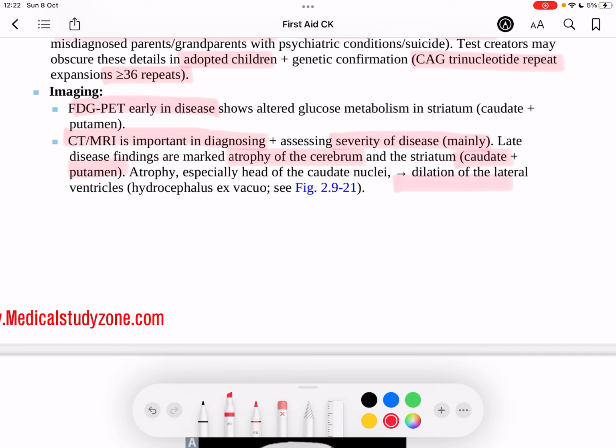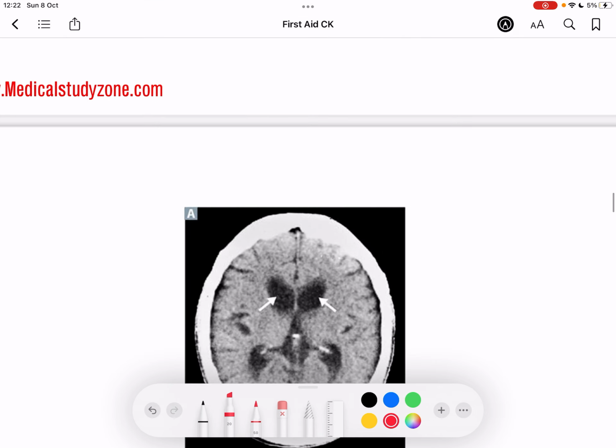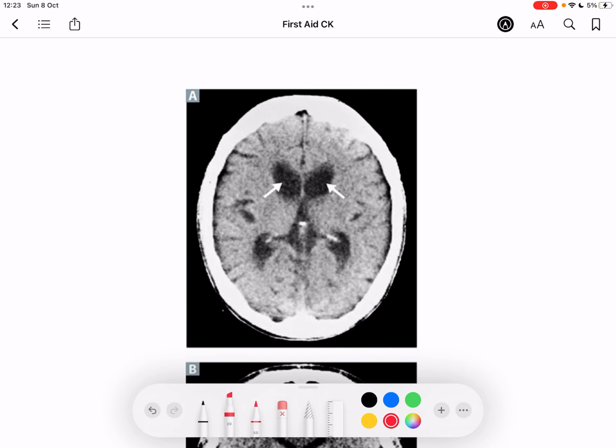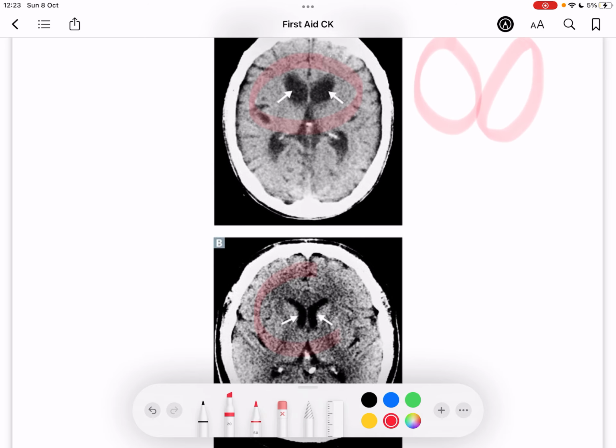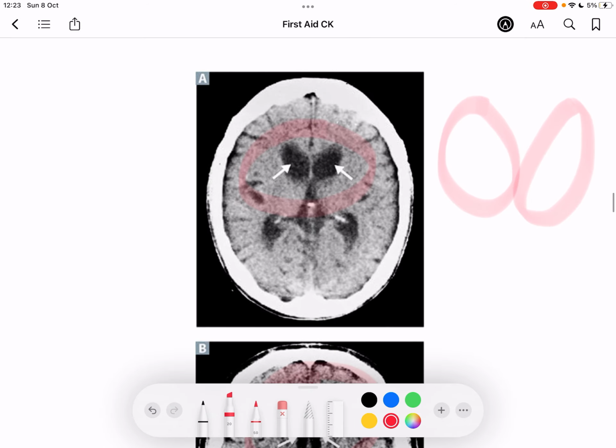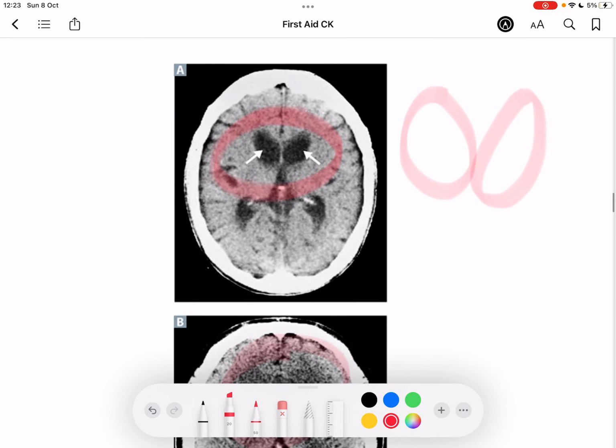And we can also get dilation of the lateral ventricles, which is linked to that caudate nuclei atrophy, and that causes the very characteristic hydrocephalus ex vacuo. So hydrocephalus ex vacuo is not really a type of hydrocephalus at all. All it is when we have a widening of the lateral ventricles due to atrophy of parts of the brain, such as the caudate, it makes the ventricles look really widened, okay? Just underneath it, you can see a normal lateral ventricle. So these are really, really widened, okay? So this looks like the patient has got hydrocephalus, but in fact they don't.